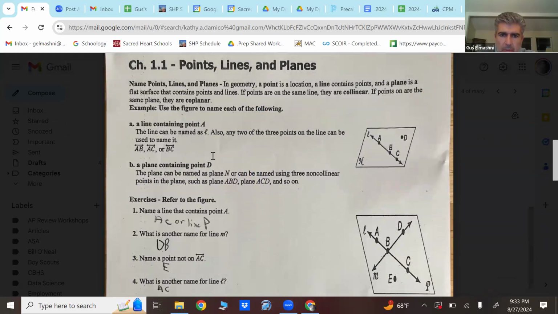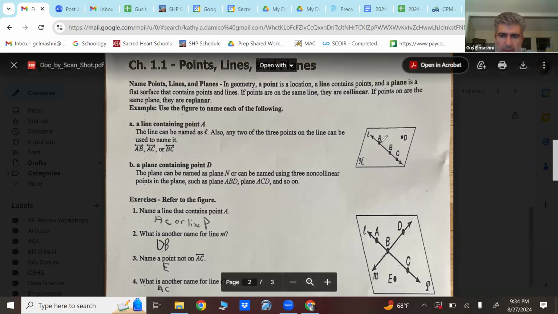Also, any two of the three points on the line can be used to name it: AB, AC, or BC. Okay, that's fair. That's just explaining it to you. You call it line L, or you can just pick any two points and name the line. For a plane, you have to use three points that are non-collinear, that don't make a line, that are on the plane, and name it that way, like ABD or ACD and so on.